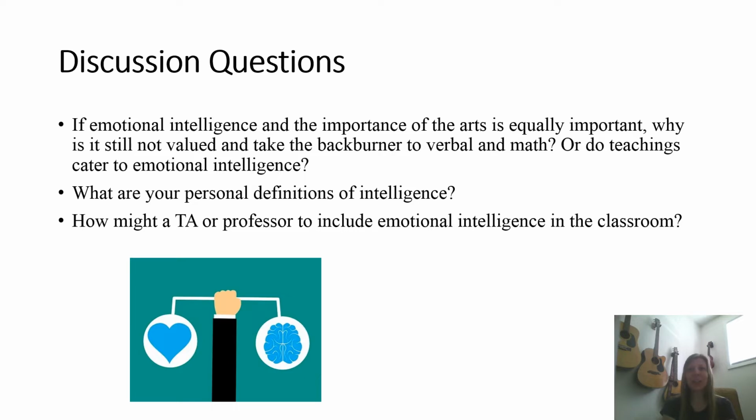Relating this to our teaching, if emotionality or emotional intelligence is an equally valid agent in the negotiation of the human experience, then the arts should have equal footing with verbal and mathematical intelligence. But classes that teach art and music are still considered less important and even expendable when it comes to funding. If emotional intelligence and art are equally important, why are they still not valued? Why did they take a back burner to verbal and math? Is this how you define intelligence, just verbal and math? What would a classroom activity look like that tapped into emotional intelligence?